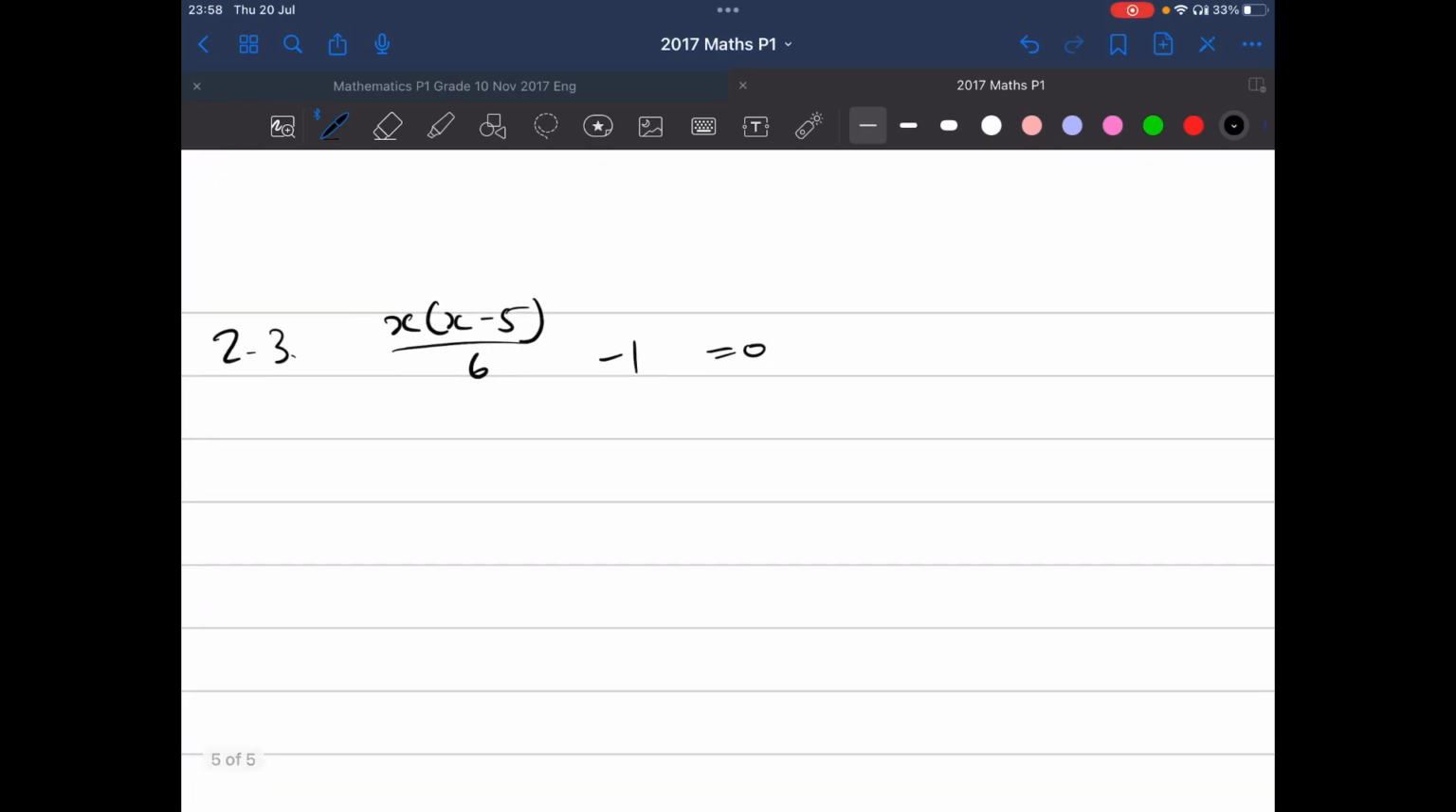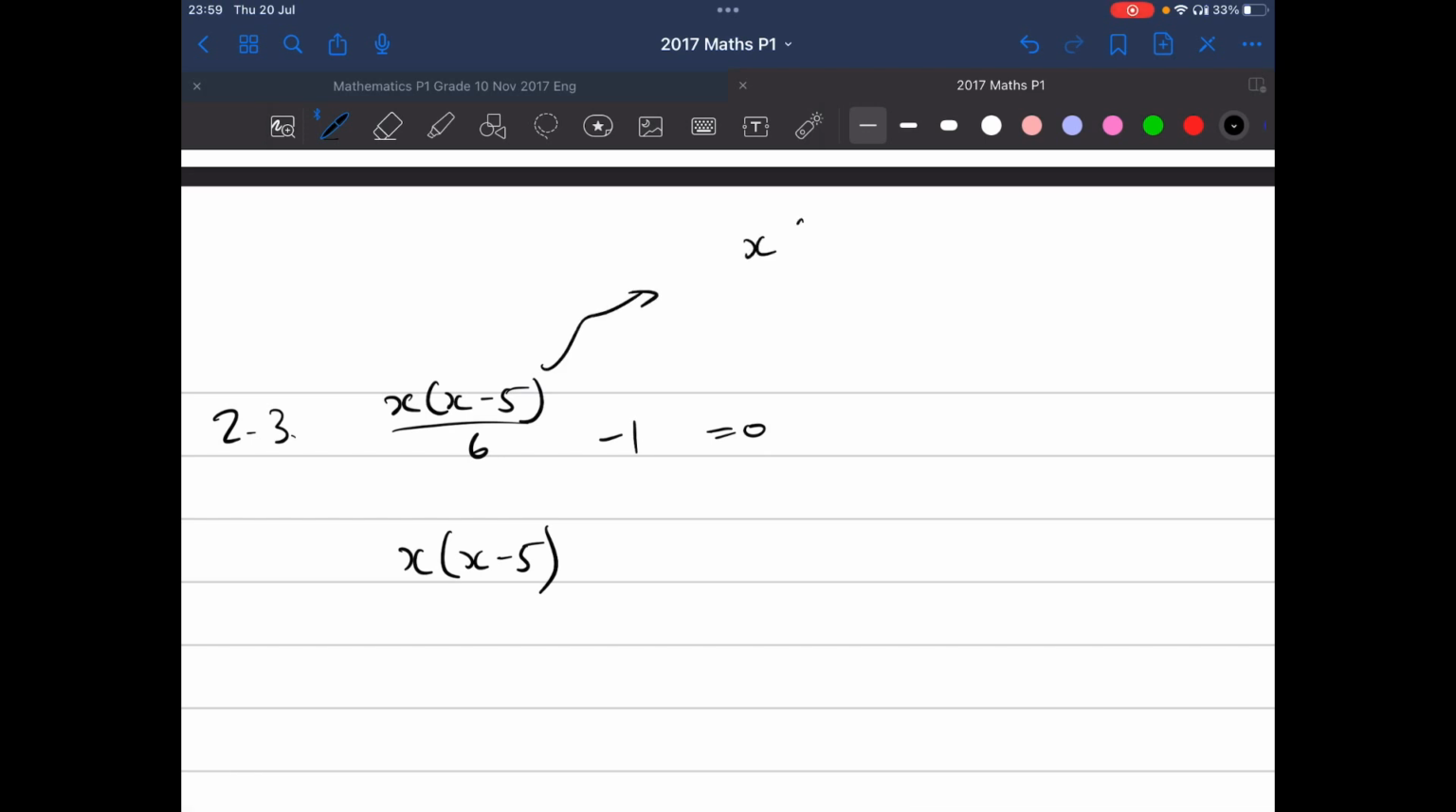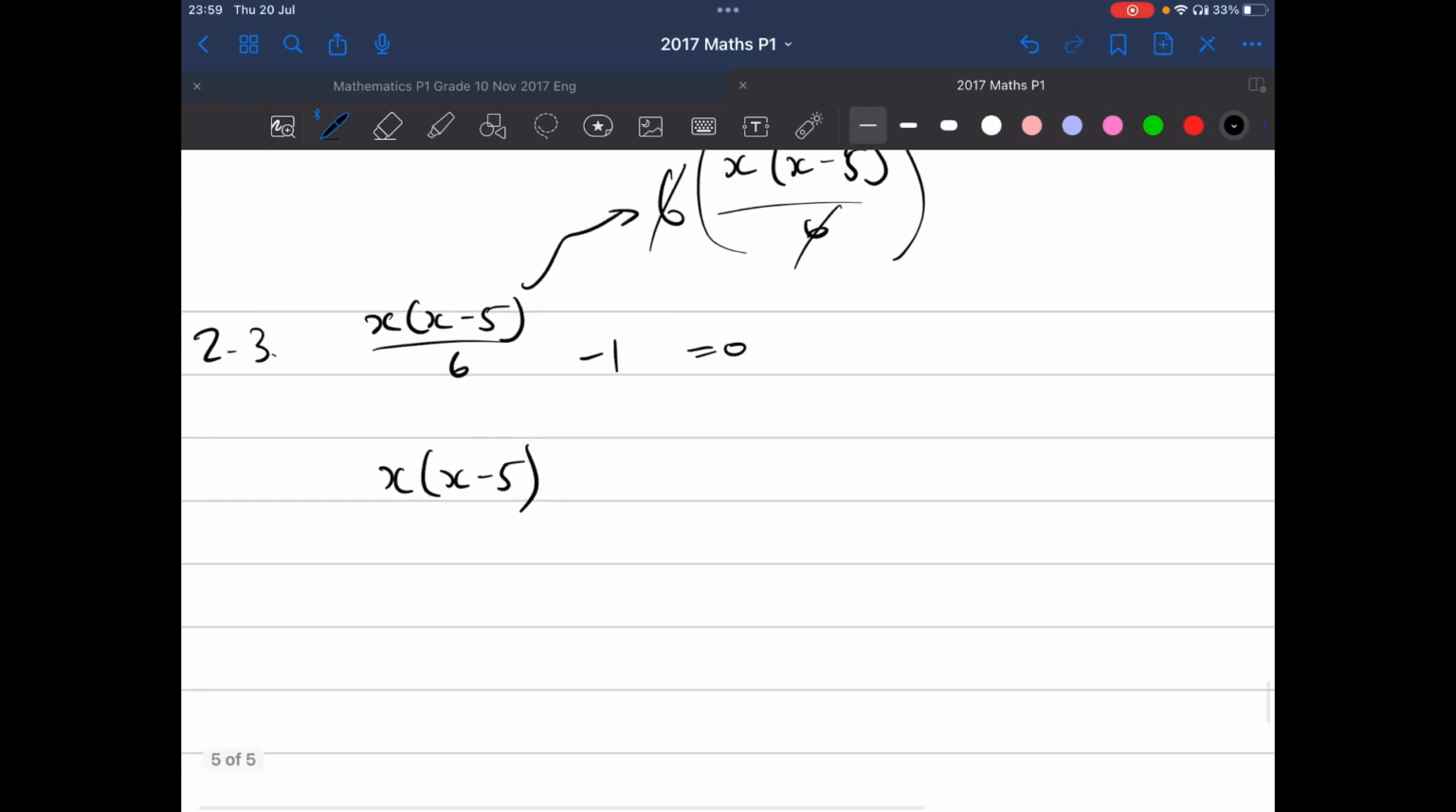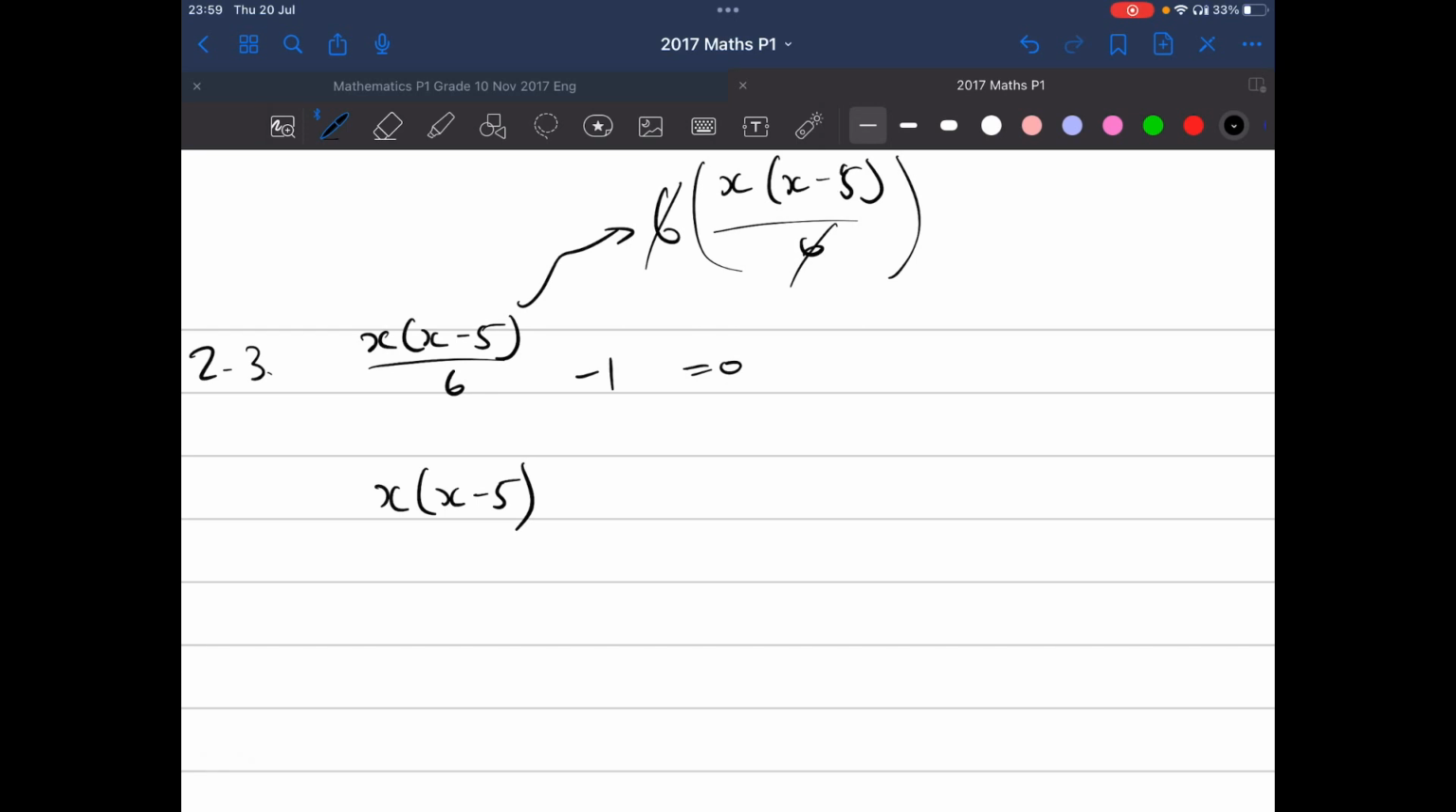Cool. So the first thing I want to do is get rid of this denominator, this fraction. The way to do that is you multiply every single term by the denominator. So let's start here, x minus 5. Now think about this: let's say I start off with x times x minus 5 over 6. If I multiplied that by 6, all I would do is get rid of the denominator. That's why I just wrote down the numerator as the answer. And if I take 6 multiplied by minus 1, I get minus 6, and then obviously anything times 0 is just 0, so I'll have 0 there.